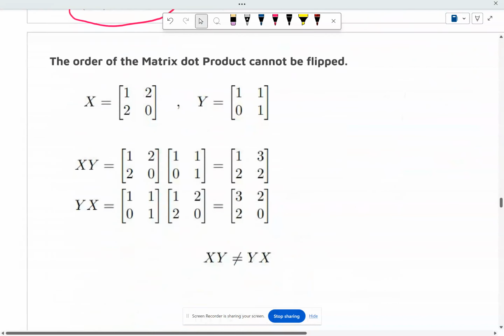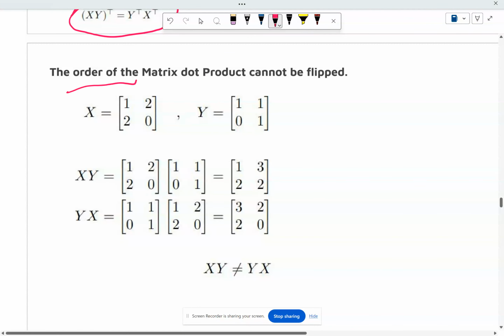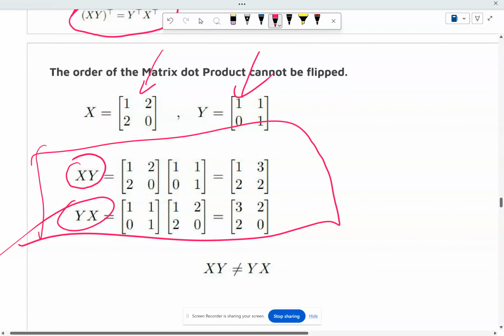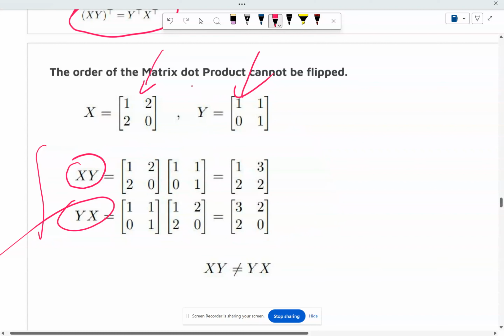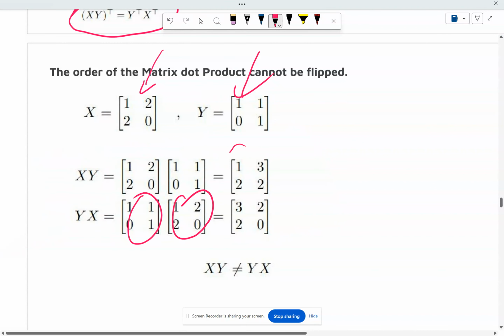All right, so another property we need to learn is that the order of the matrix dot product cannot be flipped. What that means is if you have x times y, this is not the same as y times x. You can test this out. You just multiply x times y, and then you multiply y times x. And you will notice that the results are not the same. So x times y when you do a matrix dot product is not the same as y times x. Cannot flip this.